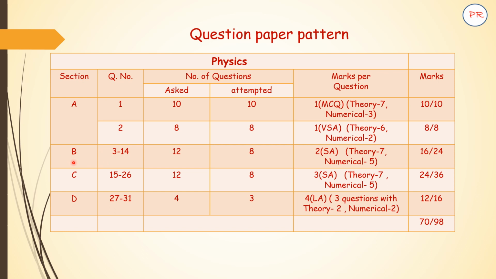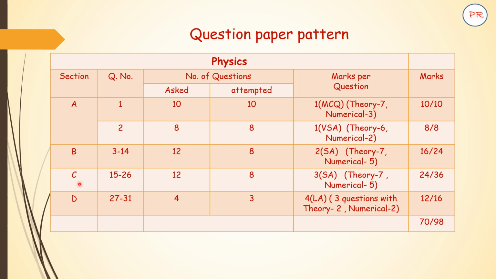Whereas section B comprises 12 questions, out of which you have to solve only 8. That is from question number 3 to 14. Again, they are short answer questions. Each question will be for 2 marks. It has 7 theory questions and 5 numericals.